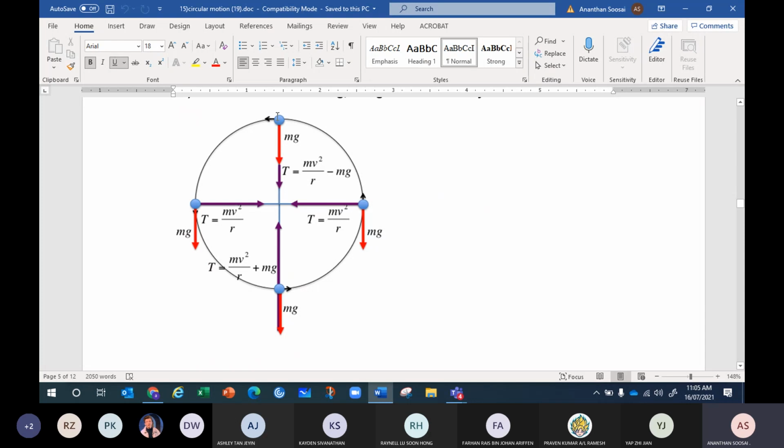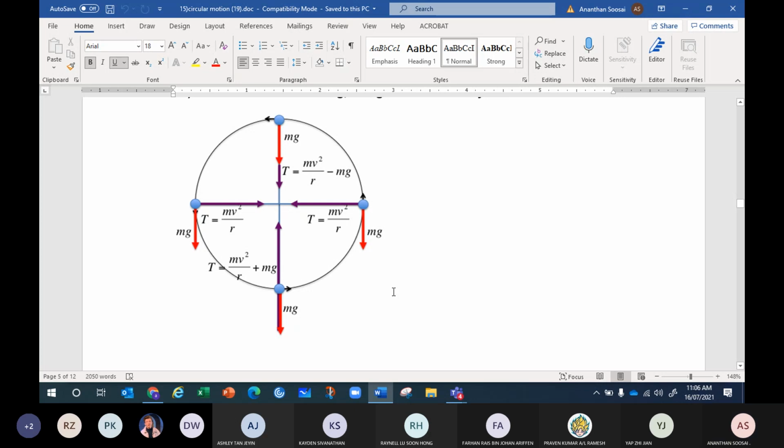For V maximum, we consider the bottom, because when it comes down, that's the moment where the tension becomes maximum. Tension is going to limit the speed. So if you whirl it with a very high speed, at which point is it most likely going to break? At the bottom.